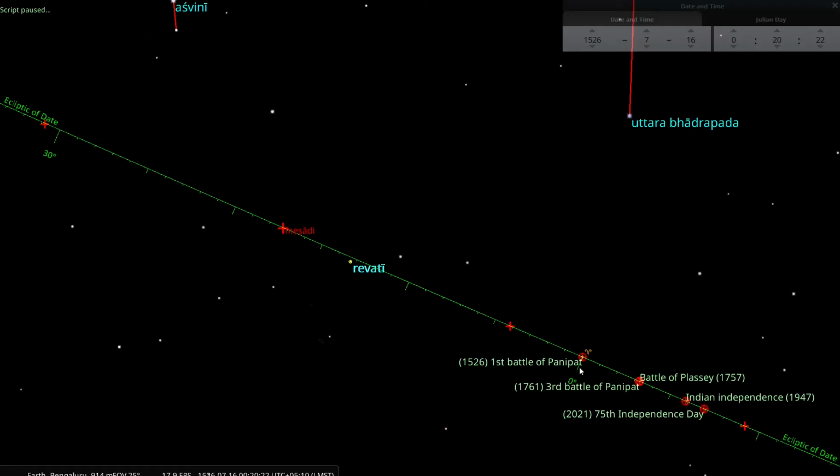Correct? Now what was interesting to me was that about 28 years before that, Vasco da Gama had already arrived in India. This came as a surprise to me. I didn't realize that Vasco da Gama arrived in India, the Portuguese arrived in India even before Babur did.